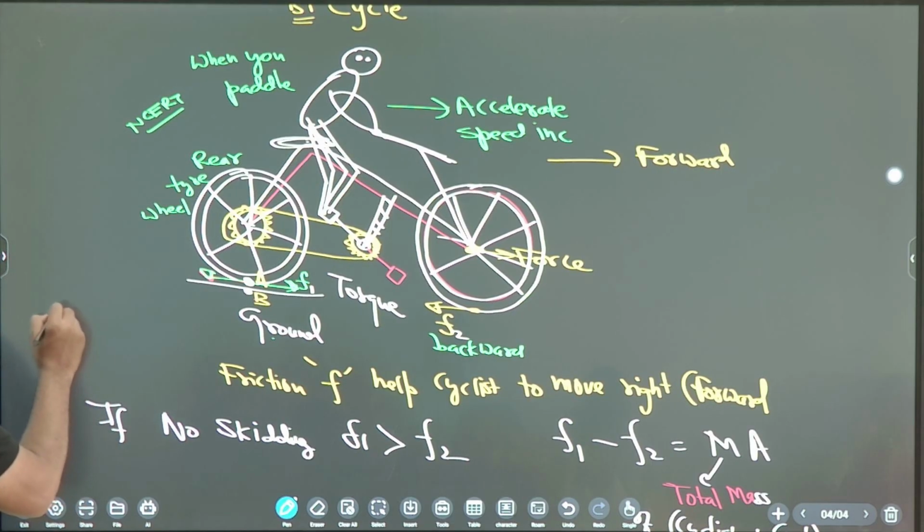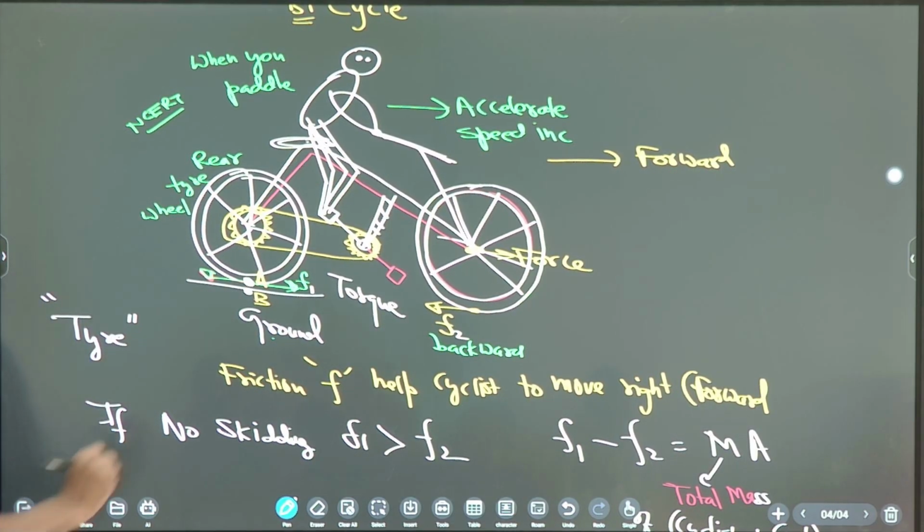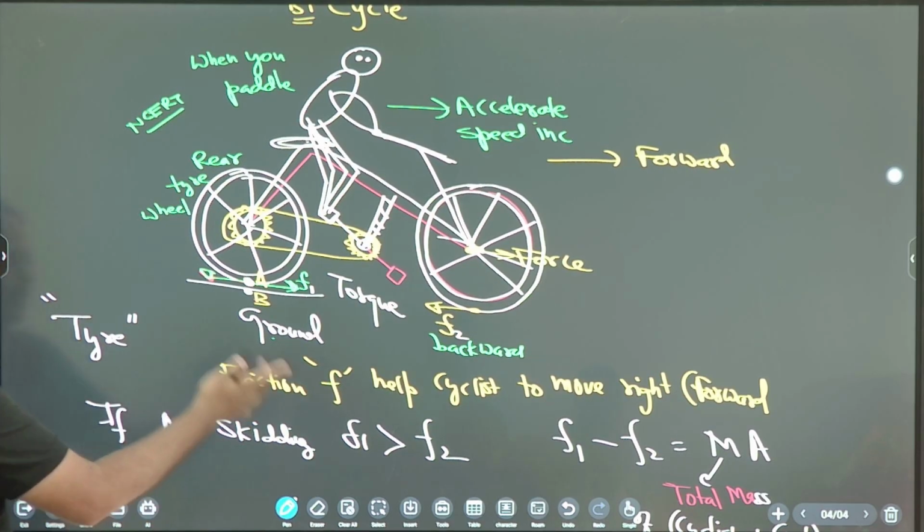Now arrange one tire also. We need tire. Okay. Tire. You try to arrange. I will tell them. Okay, because we need it.